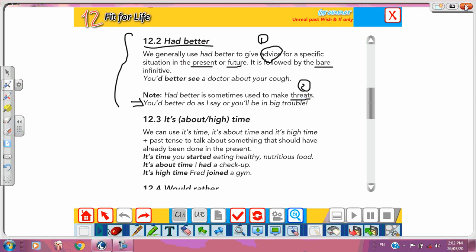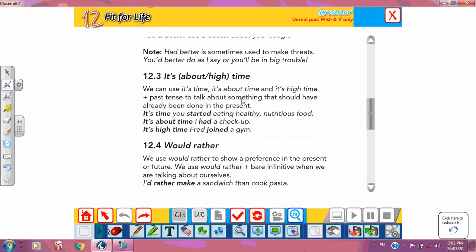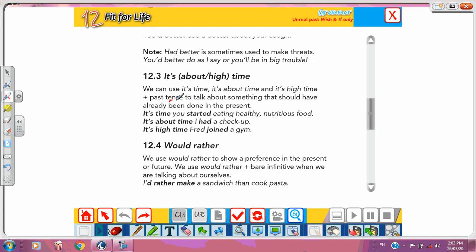Let's move to the last part that we have here in our session for this time. It's about time, or high time. We can use it's time, it's about time, it's high time plus the past simple, and this is the form that we have to study. Very, very important. It's time, it's about time, it's high time, okay, plus the past tense, to talk about something that should have already been done in the present. It's time you started eating healthy, nutritious food, that this is the time that you should do this.